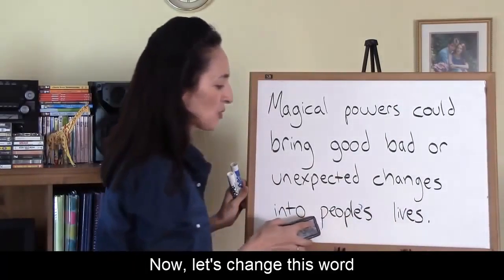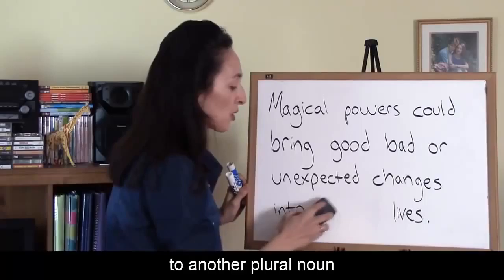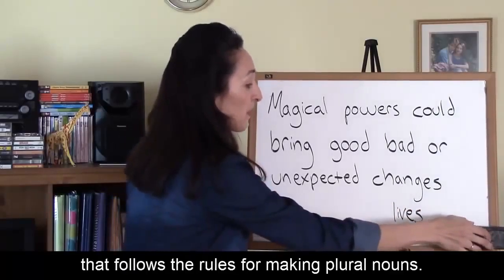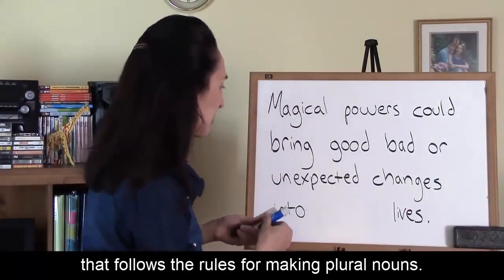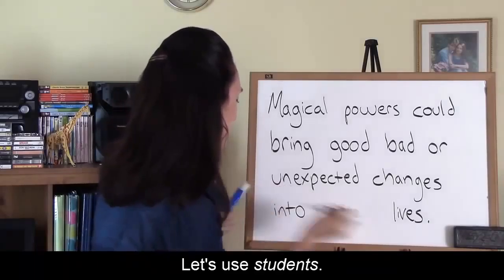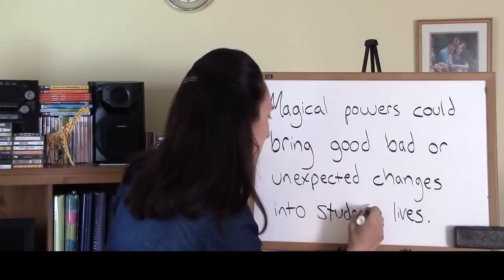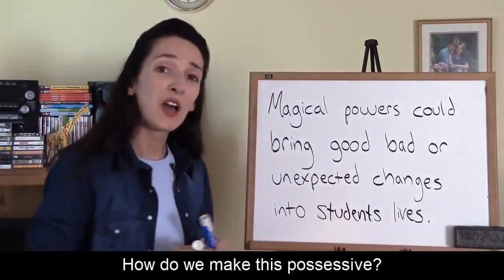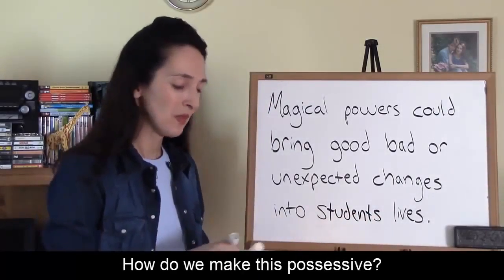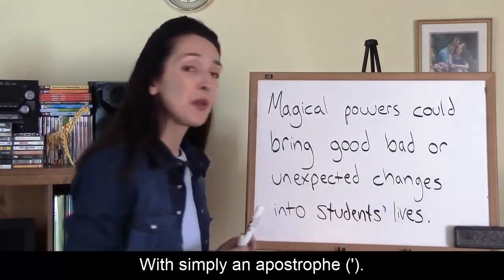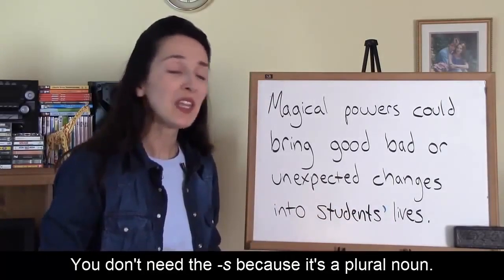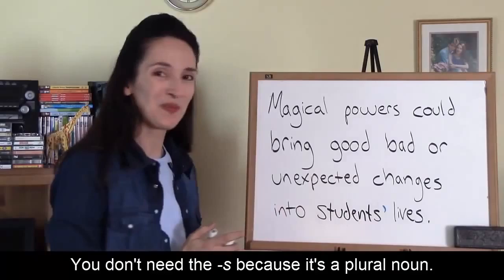Now, let's change this word to another plural noun that follows the rules for making plural nouns. Let's use students. How do we make this possessive? With simply an apostrophe. You don't need the S because it's a plural noun.